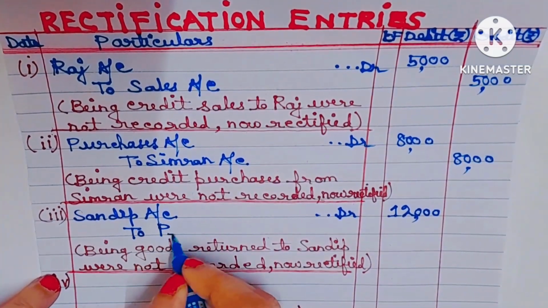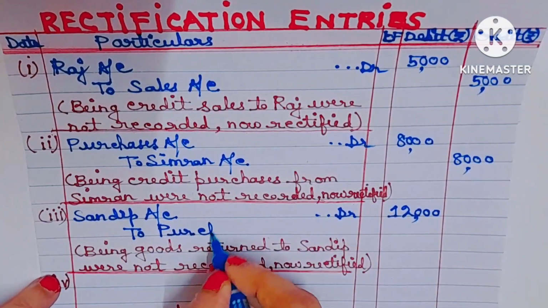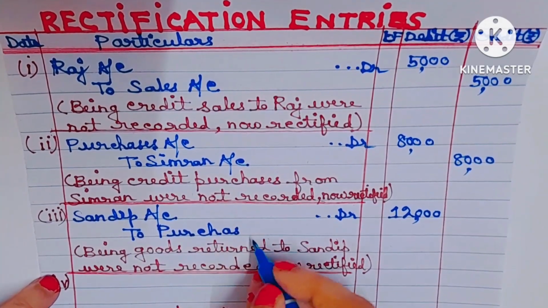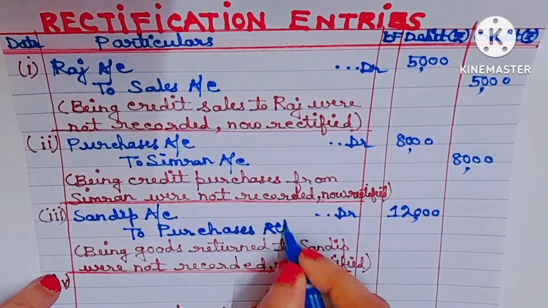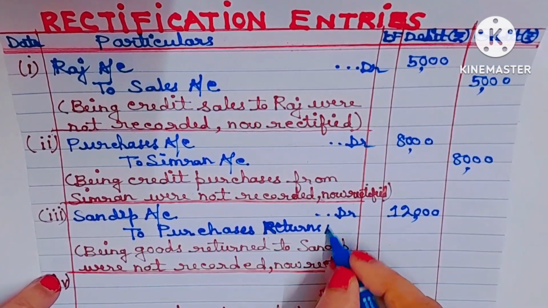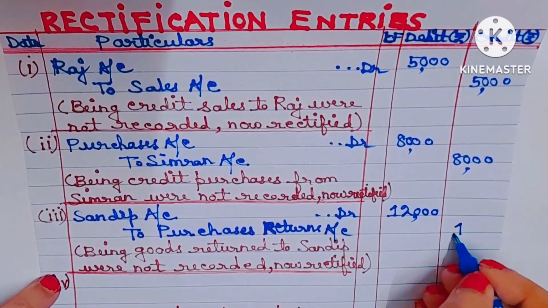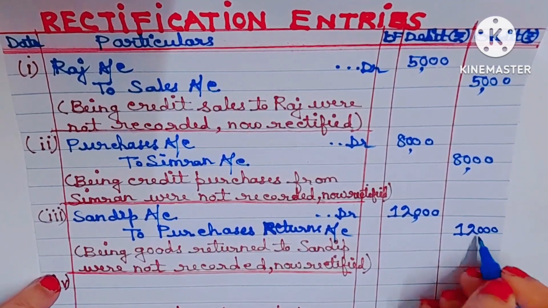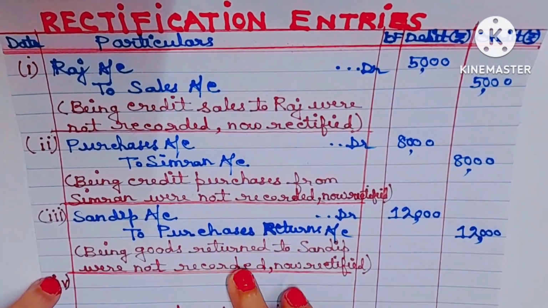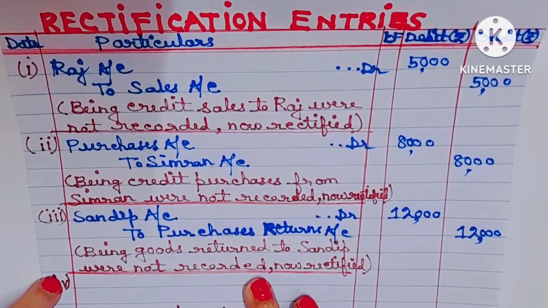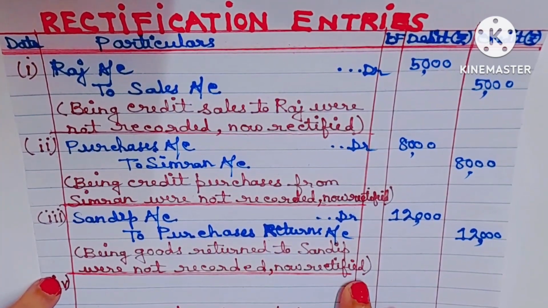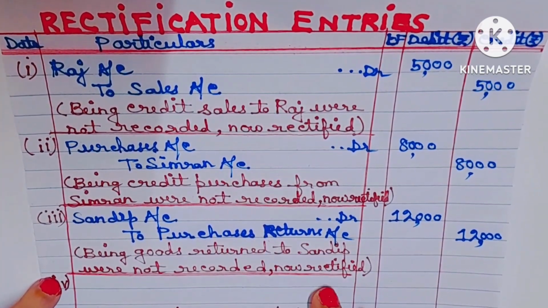purchases returns account. Purchases returns account is also known as returns outward account. Okay. Purchases returns account 12,000. Okay. So what will be the narration? Being goods returned to Sandeep were not recorded, comma, now rectified. Okay, so you got to add these two important words, now rectified.